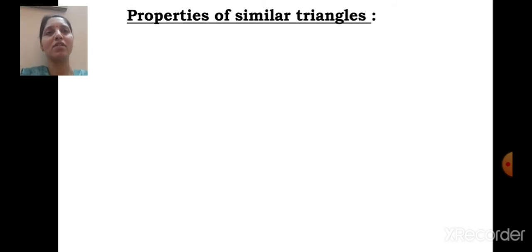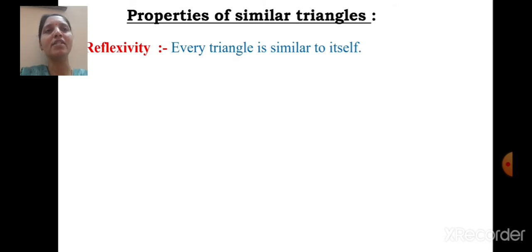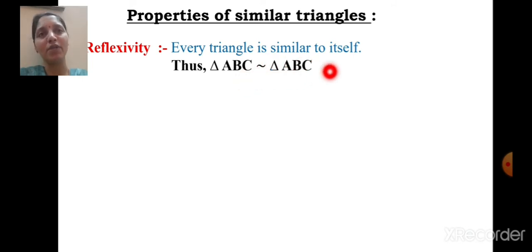Now let's see some properties of similar triangles. The first property shown by similar triangles is reflexivity. What is the meaning of reflexivity? Every triangle is similar to itself. So in geometry you can see every figure is similar to itself. That means every triangle is similar to itself. So take the example of triangle ABC. It should be similar to itself. That means triangle ABC is similar to triangle ABC. That is called the reflexivity property.